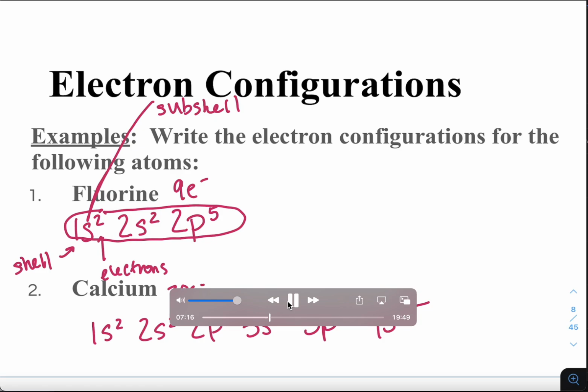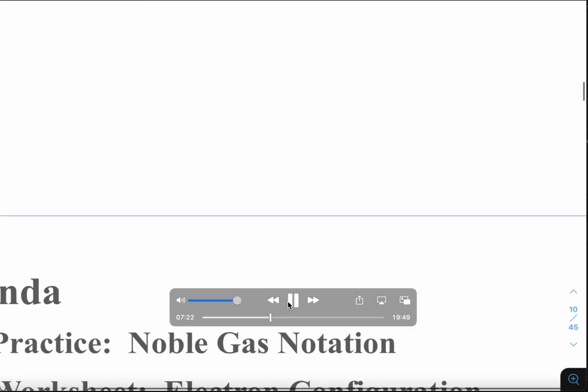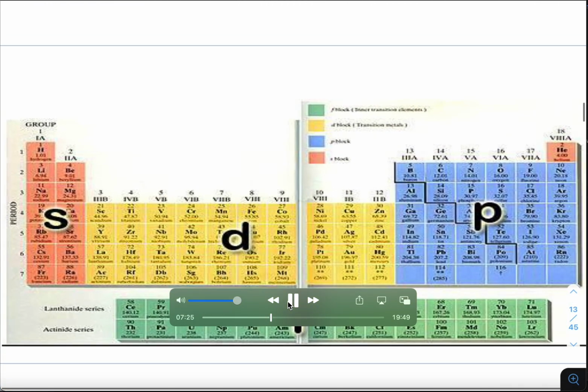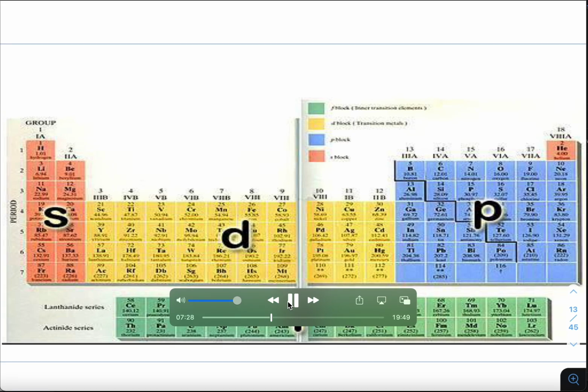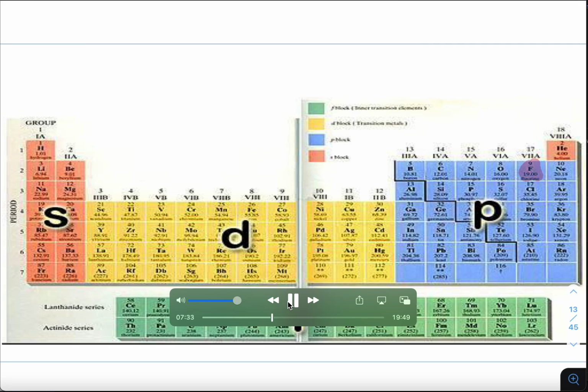So now I'm going to go over another way to do this same exact thing. I'm going to do fluorine, because we've already done it. Fluorine is right here. So what you can do, instead of using the arrow diagram, is use the periodic table. The period numbers, which are over here, will tell you the shell number. The color, or the block, will tell you what subshell you have. And then the boxes tell you how many electrons are in that subshell.